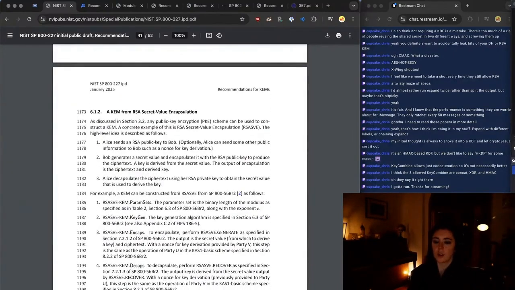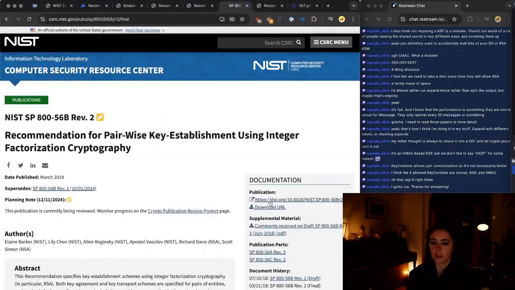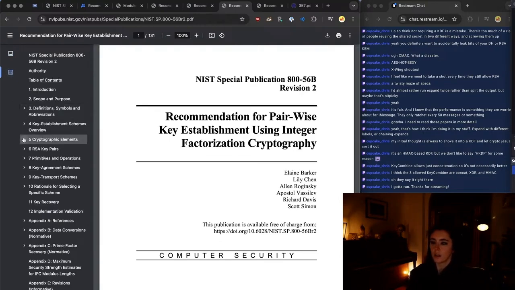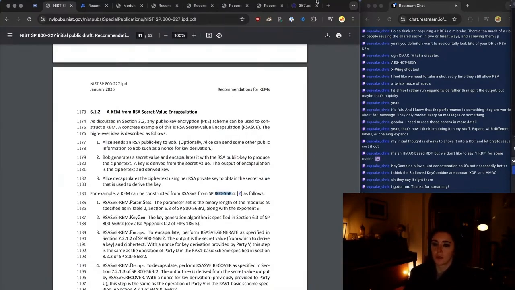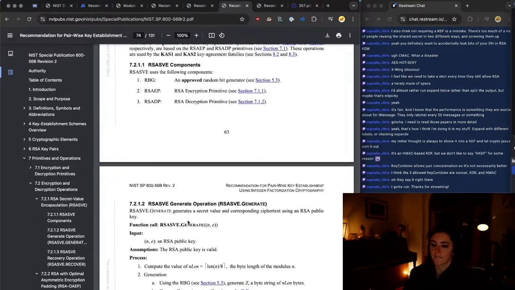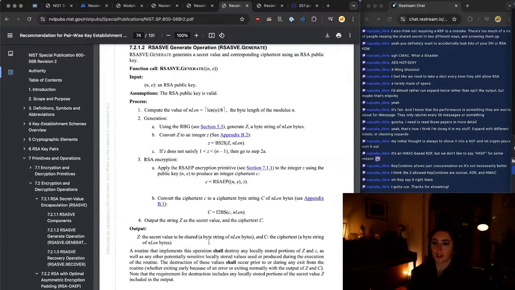I don't know a ton about the binding properties of RSA schemes, but I'm going to defer to Plaza's email in a second. So this is referencing SP 800-56B, section 7.2. They use generate and recover for encapsulate and decapsulate. So RSA EP or whatever, RSA SVE, whatever.